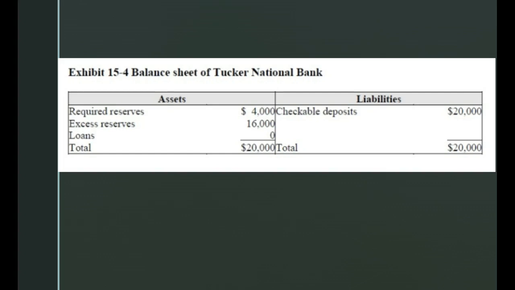So in this question, what is the required reserve ratio in this exhibit here? And what we find out here is that we have the required reserves is 4,000 and that the excess reserves is 16,000, for a total of 20,000. And we find out that the checkable deposits here is 20,000. So we have to have a reserve of 20%. The required reserve of 4,000 is 20% of 20,000.